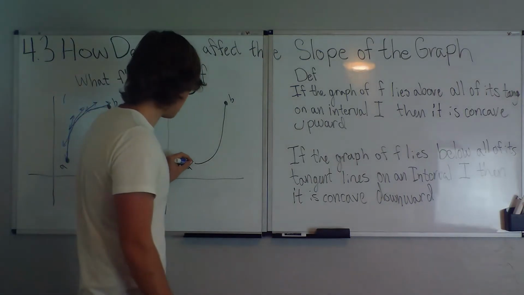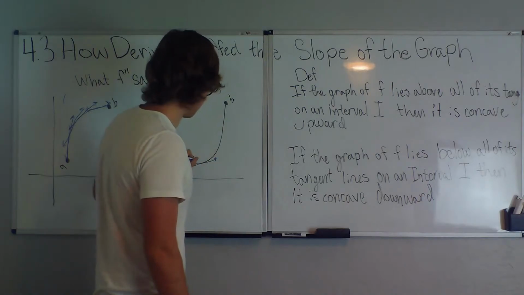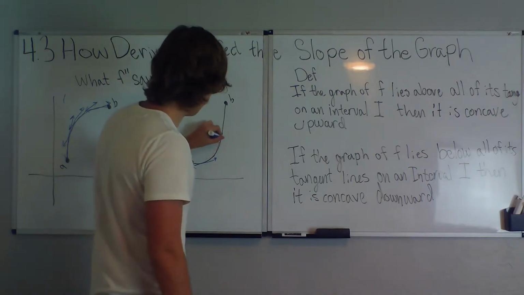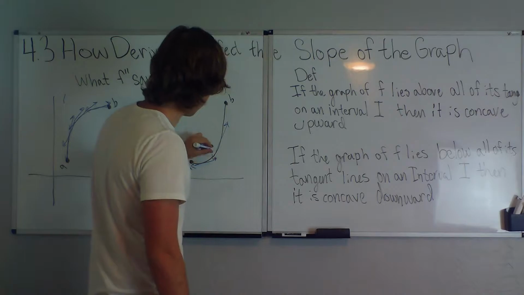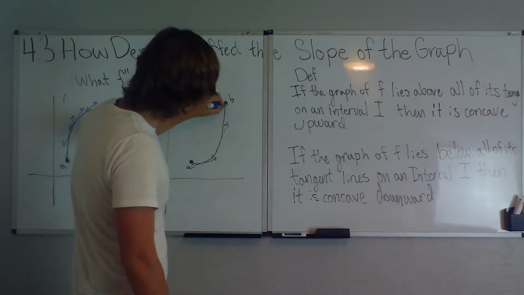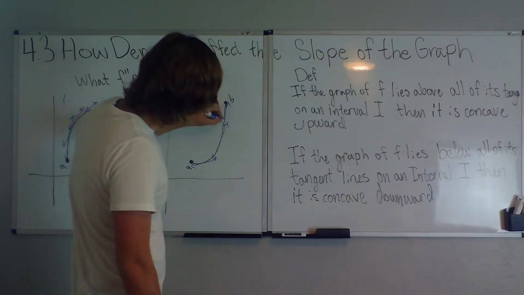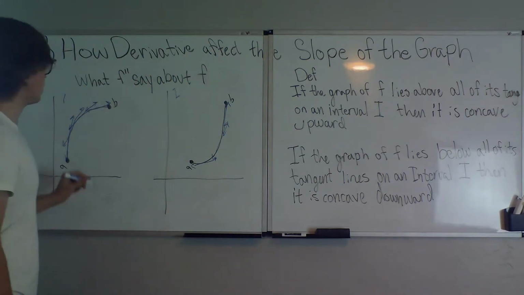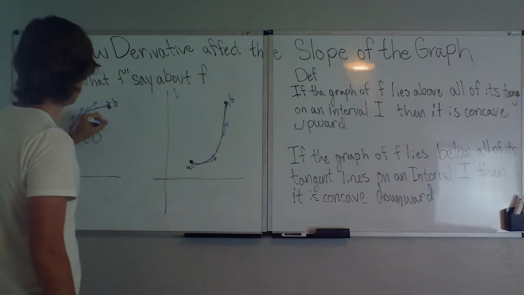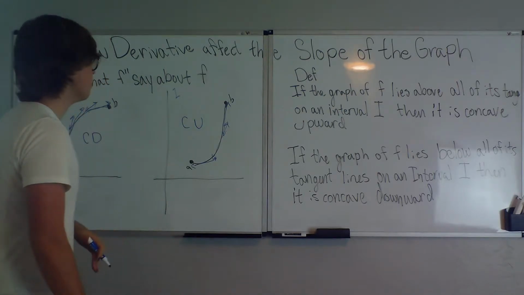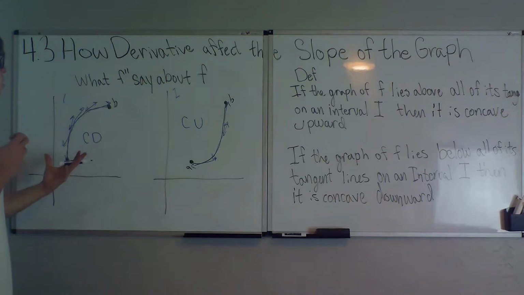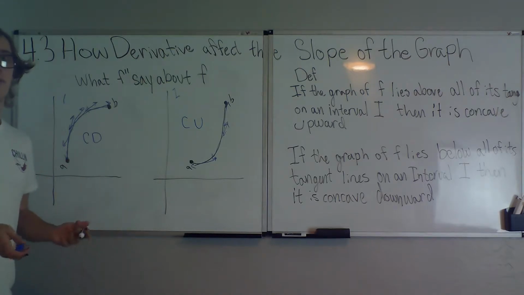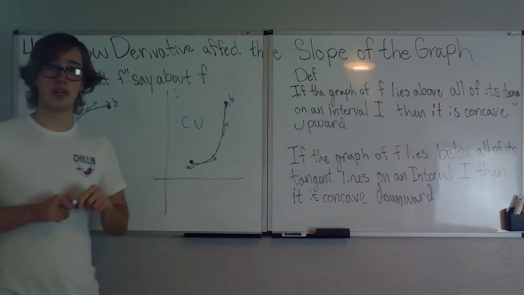And here, it's the opposite. All of the tangent lines lie below our graph here, right? Because if you were to find the slope of them, they're all going to make lines like this. And this would be concave upward, right? So we can say this is concave down, this is concave up, and we get a little more insight about our graph. But how does that relate to our second derivative?